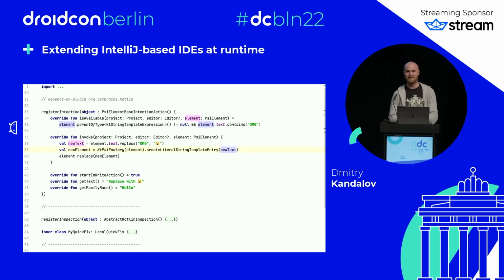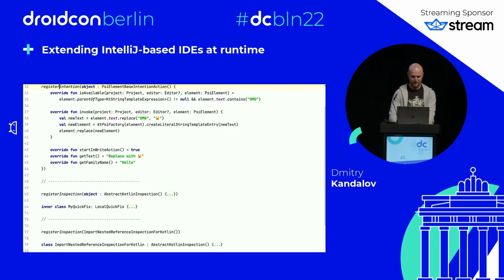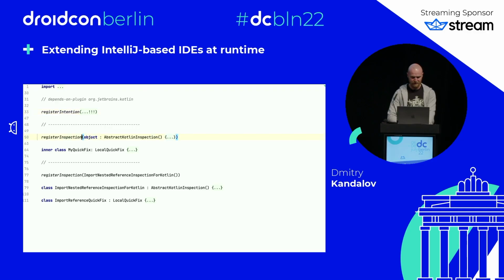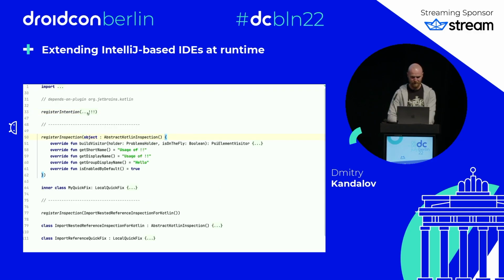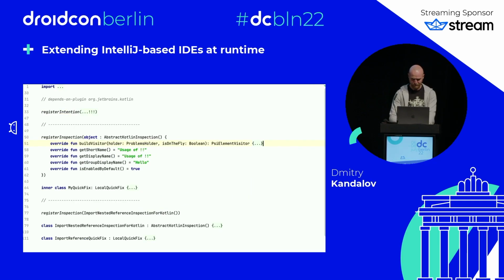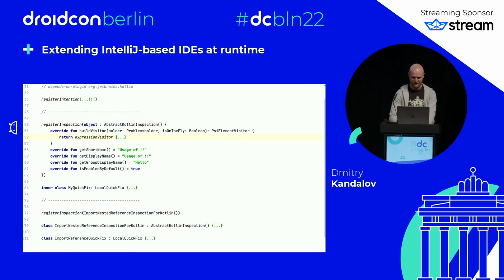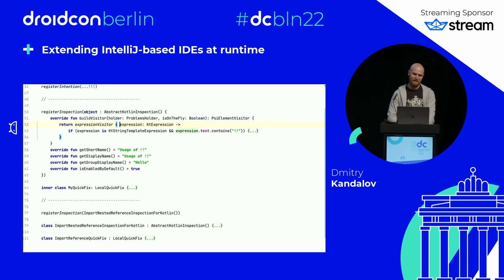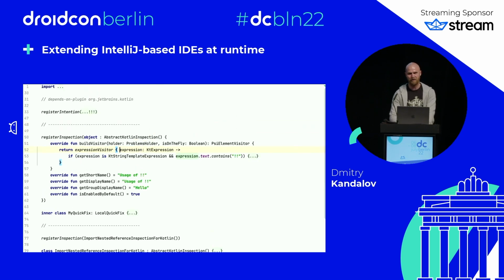You can copy it from existing intentions. That's the usual path. So this is the intention, and then there is a similar thing with inspections, which is good collapsing with exclamation marks. Similar thing with intentions, but an inspection is when things are yellow. So just to show it, if I do this, it goes yellow. This is because this inspection has a build visitor, and essentially is doing the same thing. It gets an expression, like a node in the syntax tree, and then it checks if it's a KT string expression and if the text contains 2 exclamation marks.